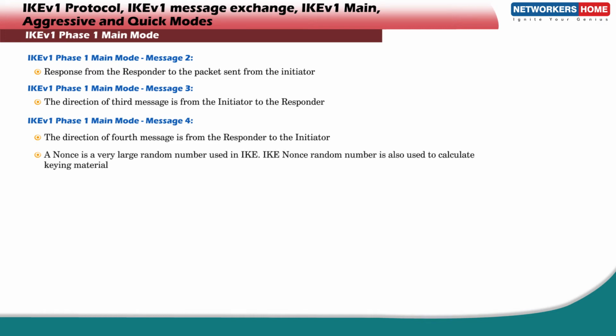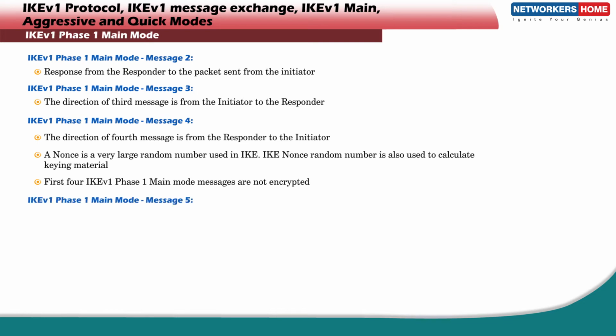A nonce is a very large random number used in IKE. The IKE nonce random number is also used to calculate keying material. Please note that the first 4 IKEv1 Phase 1 main mode messages are not encrypted.